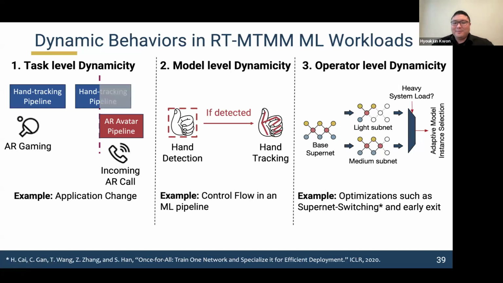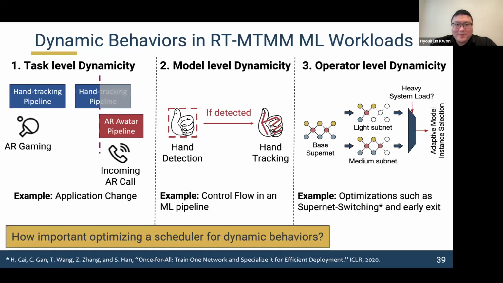In operator level or layer level, there are many optimizations that have been introduced in this domain. So this is just one example of previous work from other groups. So this is a supernet switching. Depending on the system load, if the system load is light, then we can use the medium subnet or the larger subnet to deliver higher quality output. But if the system load is high, then we can switch to the lighter version. That sacrifices the output quality a little bit, but it's much more lightweight, which is helpful for the heavily loaded system. Like this example, there are many optimizations that have been introduced in the operator level.